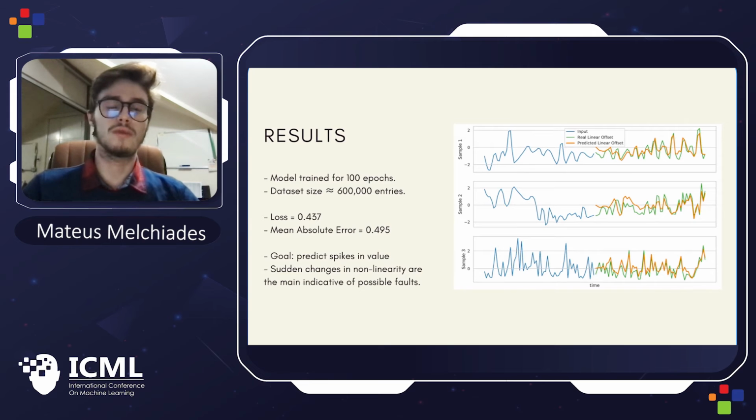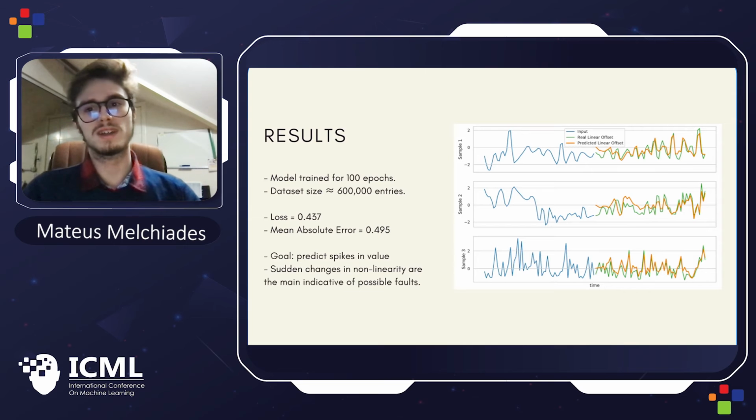We trained the model for around 100 epochs with a dataset size of approximately 600,000 entries, which is equivalent to around a year of readings from our case study. We obtained a loss of around 0.437 and a mean absolute error of around 0.49.